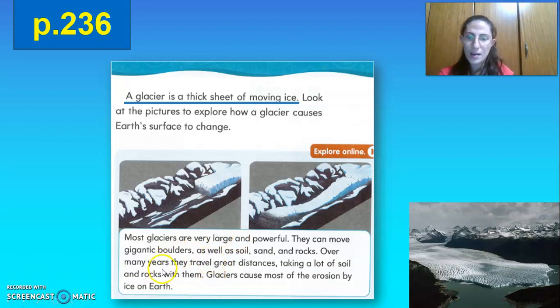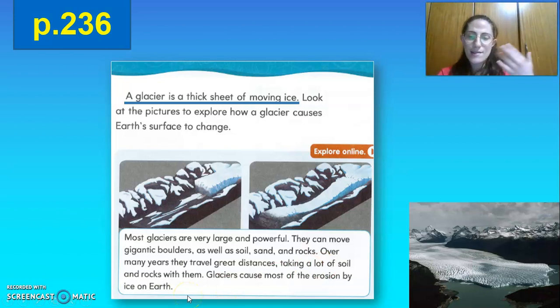So I'm going to reread it, then I'm going to explain. Most glaciers are very large and powerful. They can move gigantic boulders as well as soil, sand, and rocks. Over many years, they travel great distances, taking a lot of soil and rocks with them. Glaciers cause most of the erosion by ice on Earth. So, listen up carefully. They're telling us that most glaciers are very large and powerful. As we can see in this picture, this is a real glacier, okay? They're telling us that they can move gigantic boulders. Boulders are enormous rocks, okay? As well as soil, sand, and rocks.